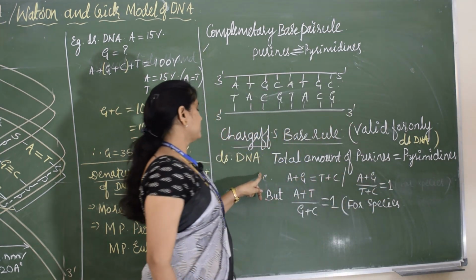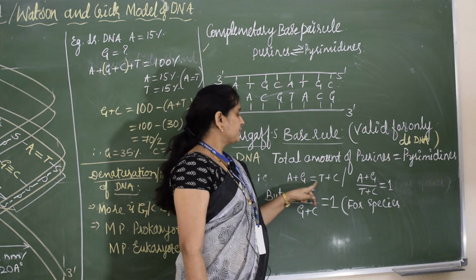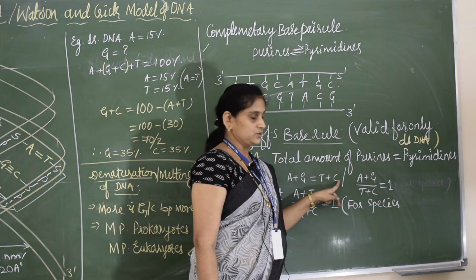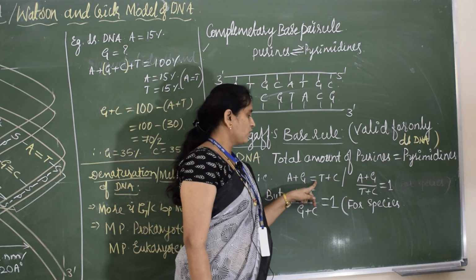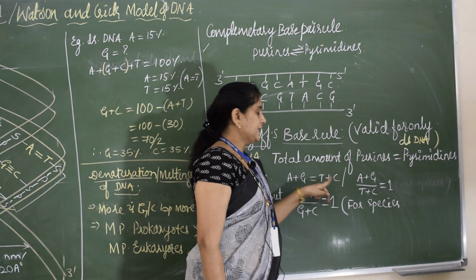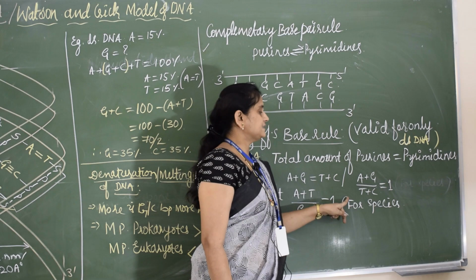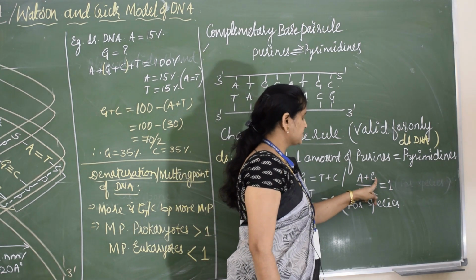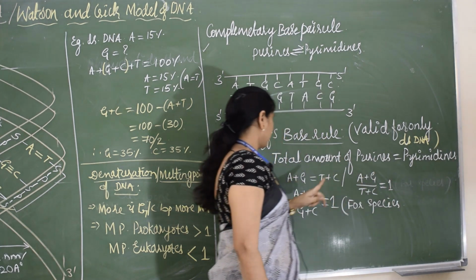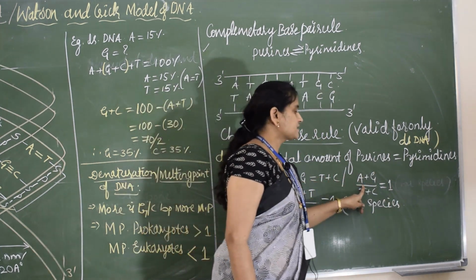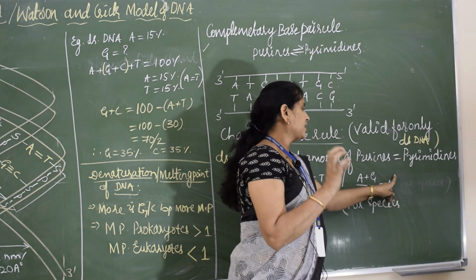That means the purines, as we know, are adenine and guanine, and the pyrimidines are thymine and cytosine. So purine bases, that is A plus G, will always be equal to T plus C in a double stranded DNA. Or else we can also write it as the ratio of A plus G and T plus C will always be equal to 1. Okay, so this is constant for the given DNA. For every DNA it will be constant.